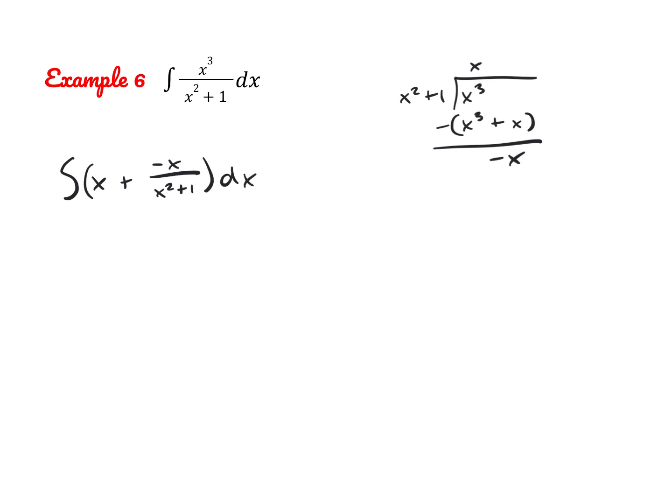dx. So then we can split that up. And then I'm going to pull out the negative. And then we can see, well, this we can find the antiderivative for pretty easily, x squared. And then for this one, we can use u-sub.